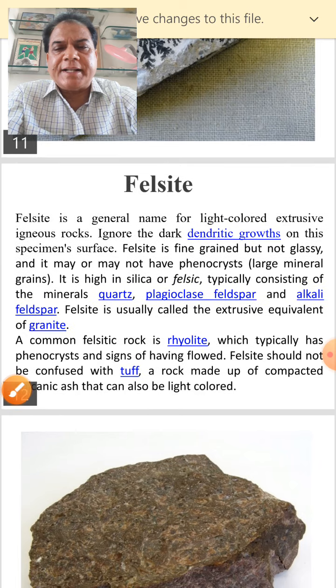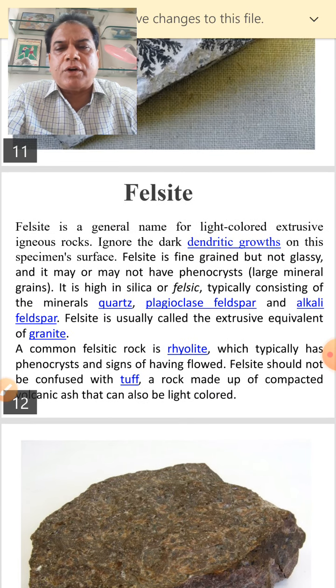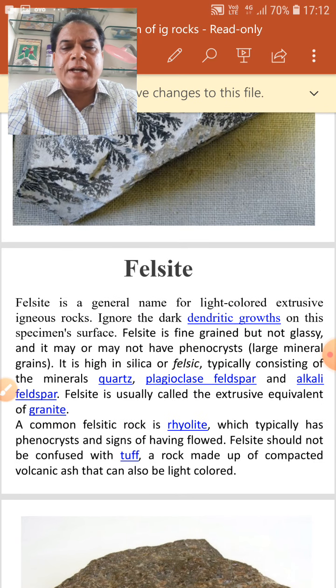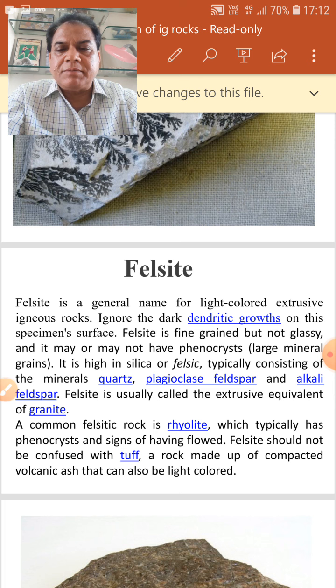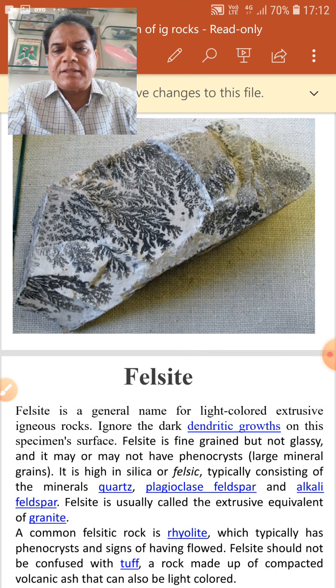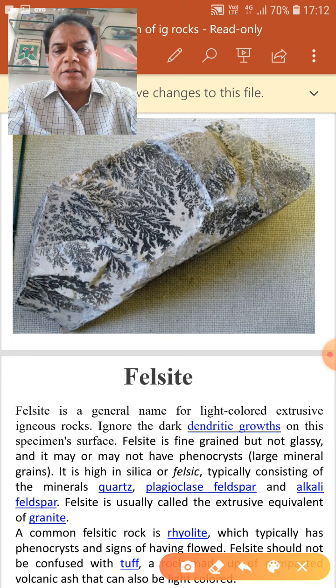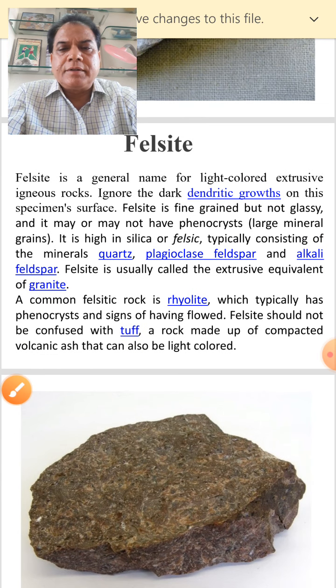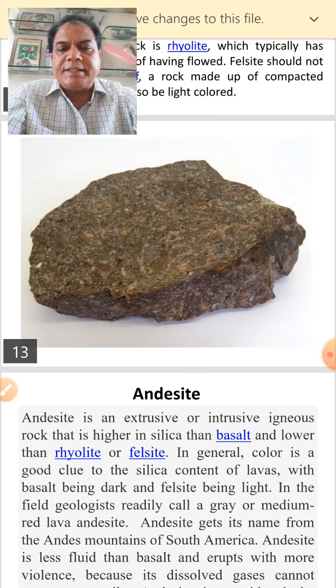Similarly, your rock felsites. Felsite is the general name for light colored extrusive rocks, right? These have dendritic growth on their specimen surface, right? This is the dendritic growth. You can notice here, this is dendritic growth. This is dendritic growth here, on the surface.